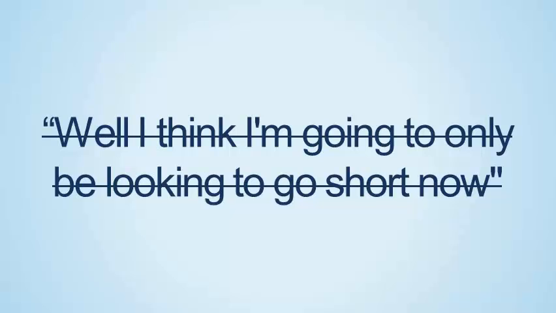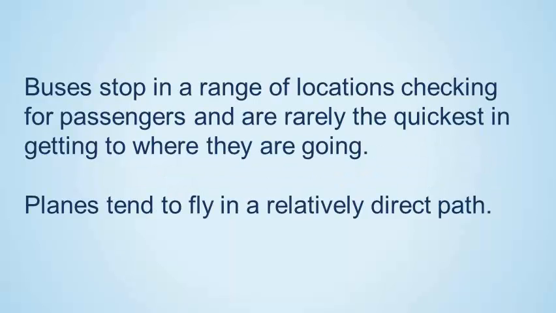Clearly, it's possible for markets to move at times virtually in one direction with very few pullbacks, but in reality, this rarely happens. Markets tend to move far more like buses than a plane. Buses stop in a range of locations checking for passengers and are rarely the quickest in getting to where they are going. Planes tend to fly in a relatively direct path. The point is that even if you're confident of the overall market direction, you can't be totally sure of how it's going to get there.